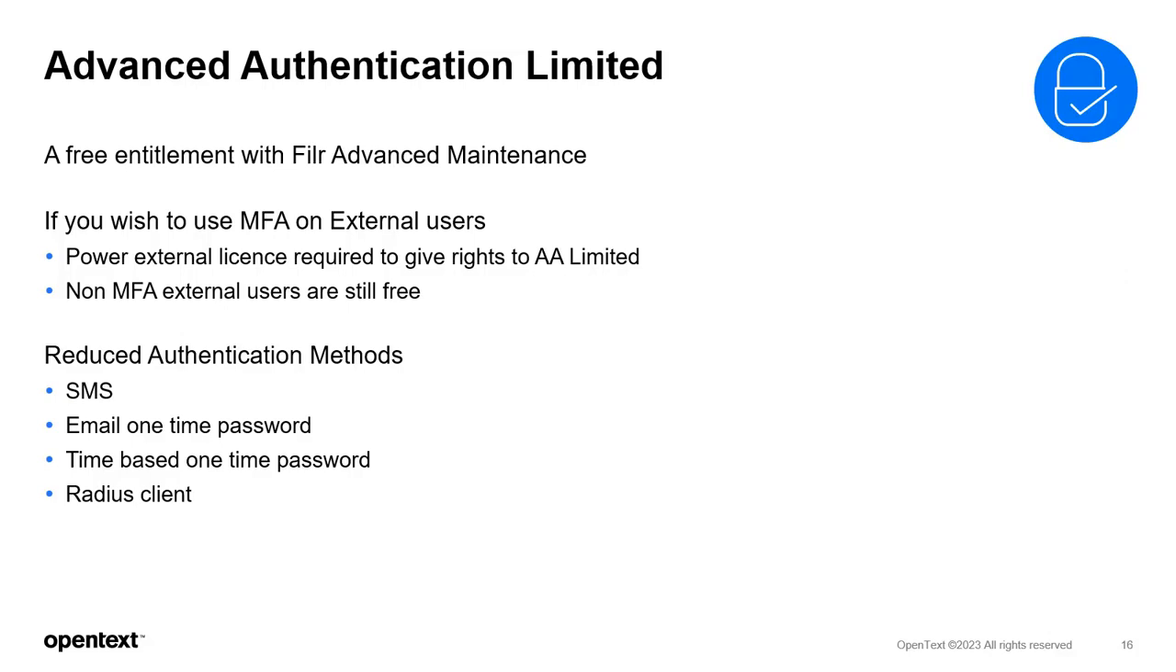So for your external users, when they're accessing a file that's been shared with them, they also can be forced to go through a second factor to prove who they are. Just be aware that even though the Power External User license is chargeable, if you're not using MFA on external users, all those external users' licenses are free. You don't have to pay anything for that.